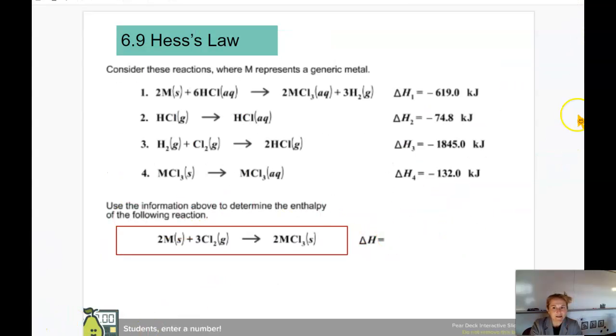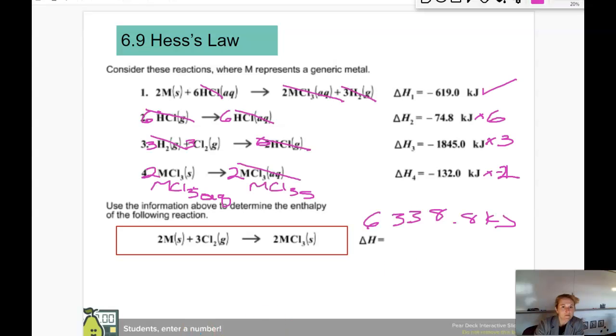Last one. Give it a try. And here's our last one, which actually looks more complicated than it is because we have 2 steps that are just about a phase change. And so we just need to make sure that our phases are matching up there. So for the second one, it stays in that order, but we need to multiply by 6. So we multiply our energy by 6.